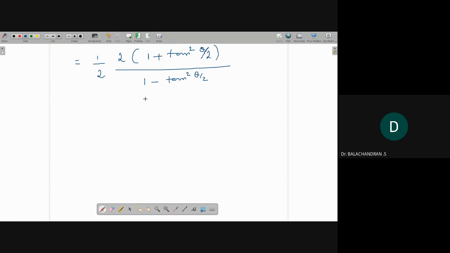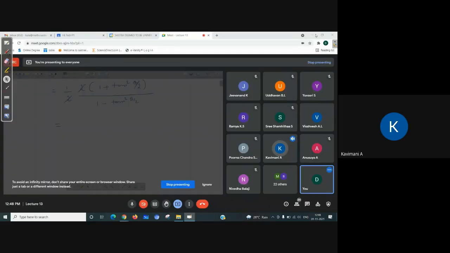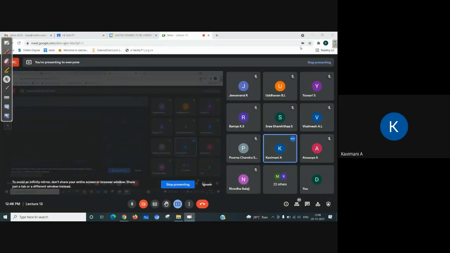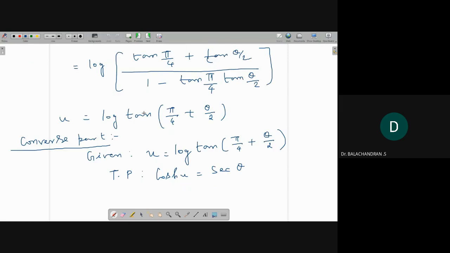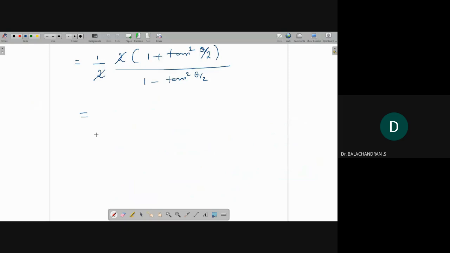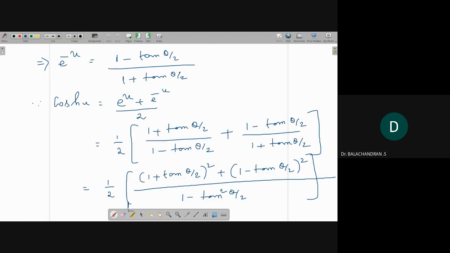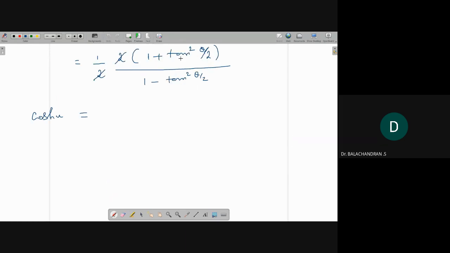Okay, so now the 2 and 2 get cancelled. What is this? Anyone? Sir, tan of pi by 4 plus theta by 2. Kavimani, we need what? We need to prove cosh u equal to secant theta. Left hand side is cosh u. I need to prove this is secant theta.